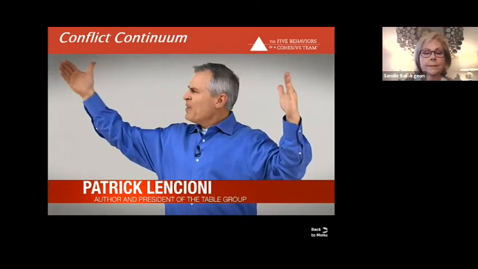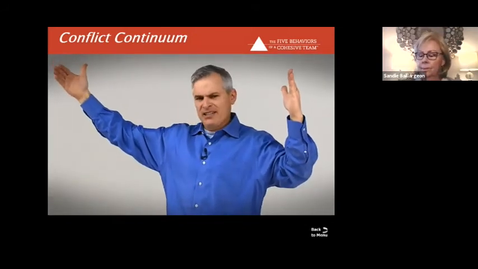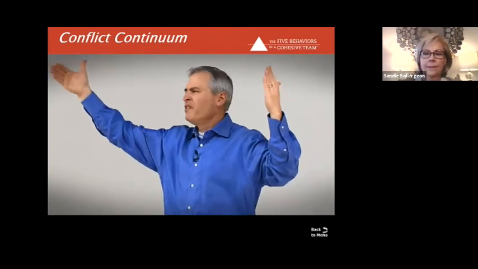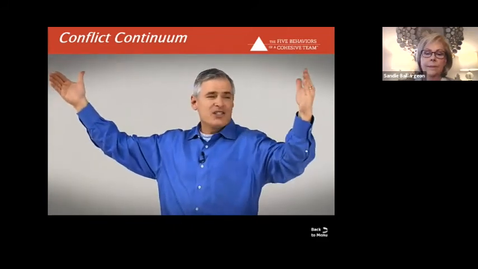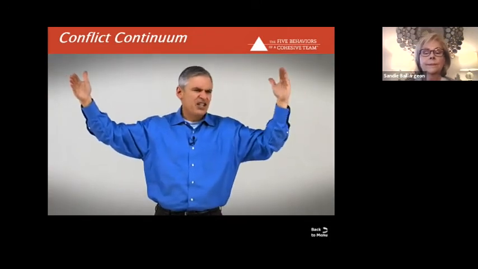At one end is artificial harmony. This is where people on a team never engage in conflict. They're always nice to one another, even though they don't really feel like it, but that's what they do. At the other end is what I call really awful, ugly, mean-spirited conflict. People are at each other's throats.